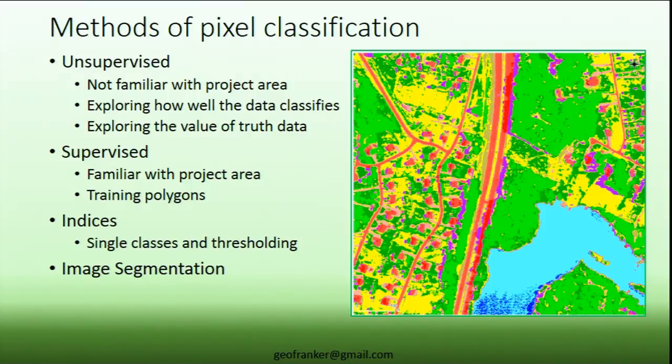Supervised, you're just collecting training polygons and you're training the data to be classified based on the classes that you're interested in. And then indices is neat in that it's a single grayscale image that you can apply thresholding to, and you can extract high areas of vegetation, or you can extract water bodies. And then the image segmentation, which is breaking the image up into segments.